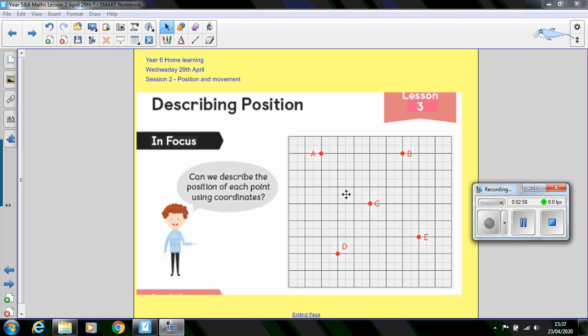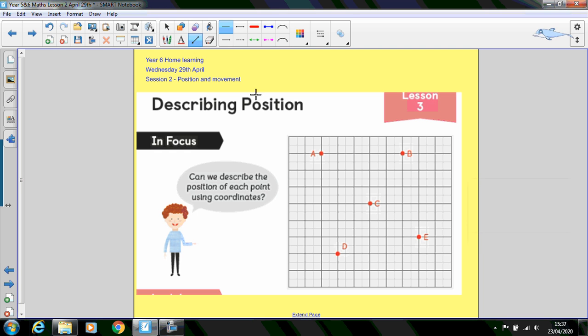So today we're on our second lesson of position and movement, and we have Elliot here who says, can we describe the position of each point using coordinates? Unfortunately, Elliot hasn't yet put in the coordinate line, so I'm going to use my ruler here to put a coordinate line, the y-axis through there, and I'm going to put the x-axis through here like so.